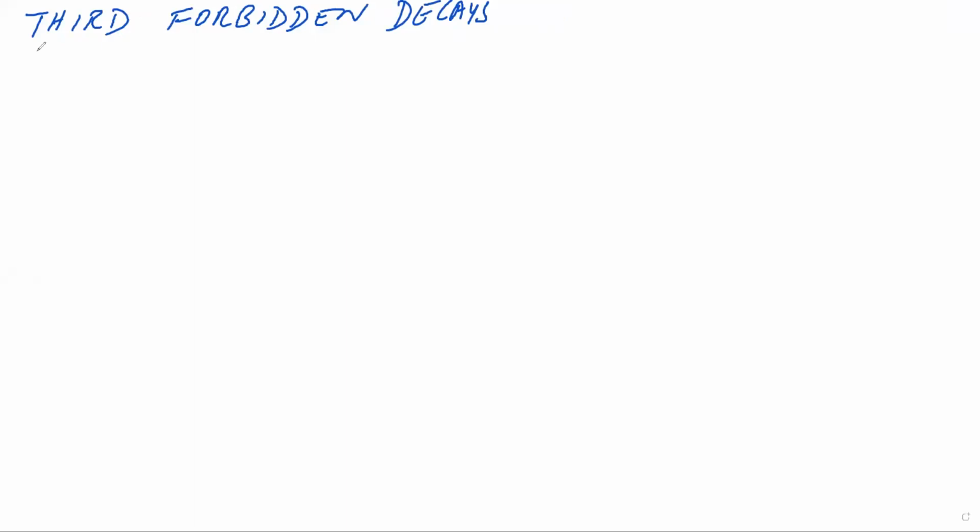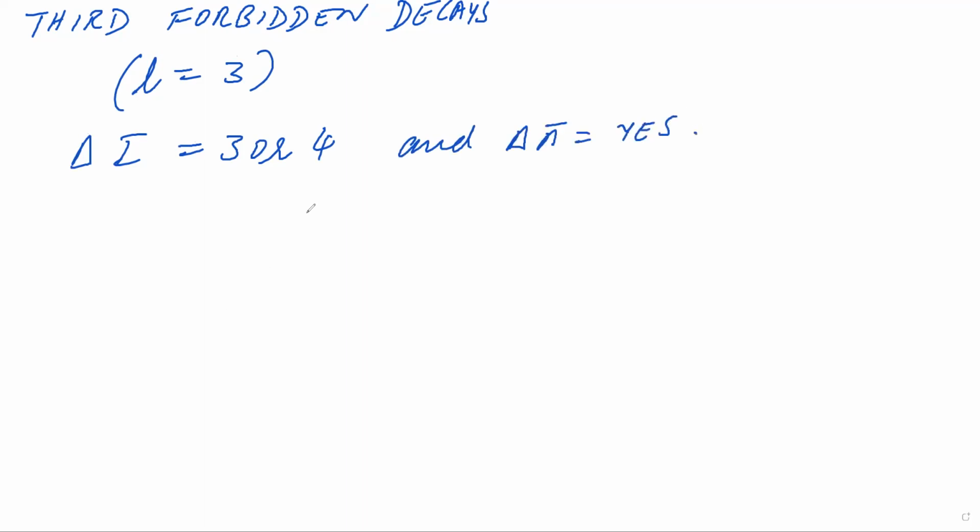Okay, ma'am. Right, so now let's talk about the third forbidden decays. For the third forbidden decays, these will correspond to L is equal to, what do you think it will be? L is equal to three, yes. We're following the same sequence, right? The previous one was for L is equal to 2, so this one is for L is equal to 3. And then the selection rules will be delta I equal to 3 or 4, and delta pi will be equal to... yes, so these will be the rules.